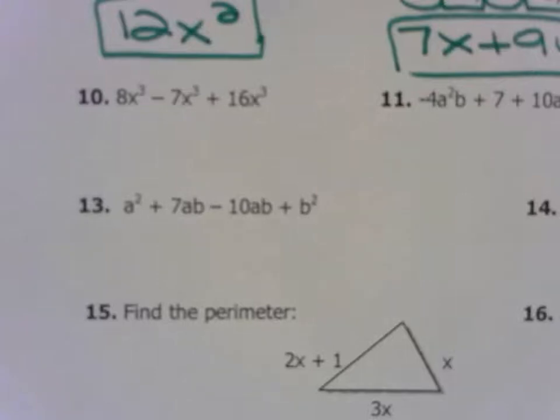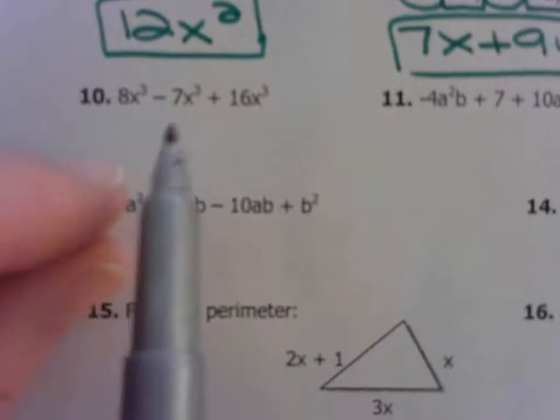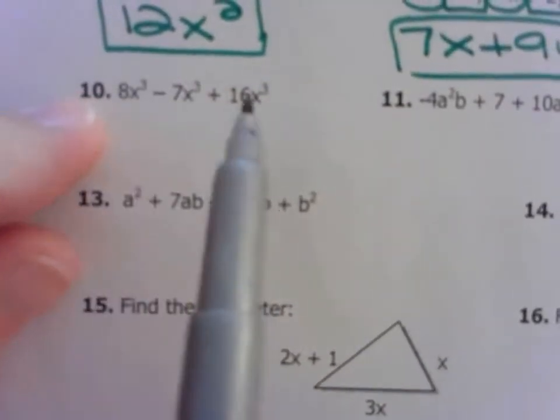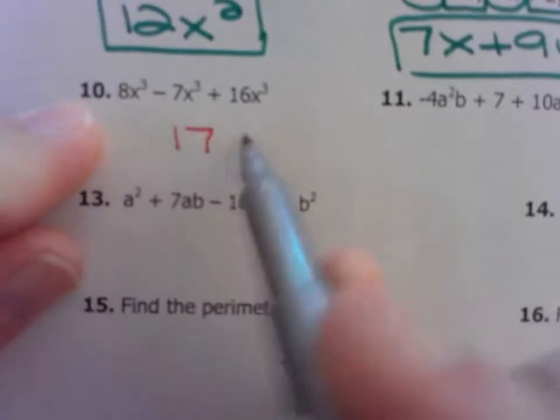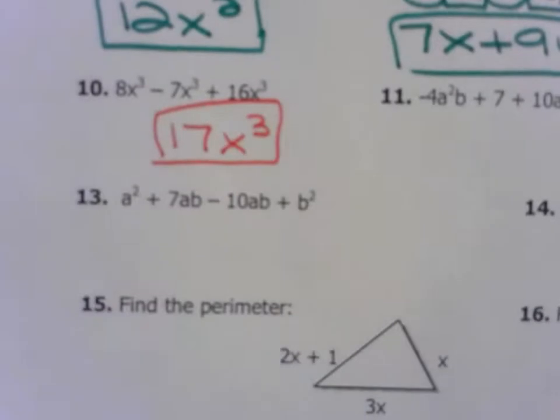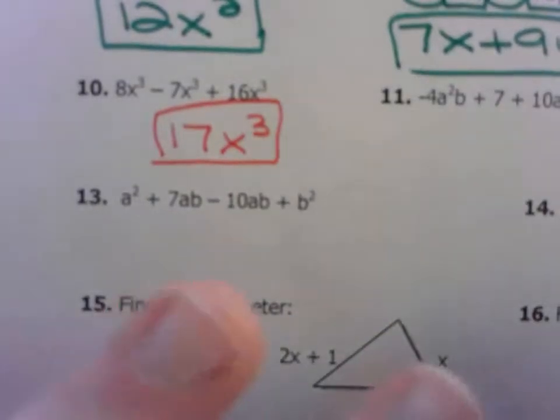Getting it wrong because you just don't want to take 20 seconds to type it in your calculator. They're all x to the third. 8 minus 7 is what? 1 plus 16. 17. 17, x to the third. That's the answer? Yes. That's all.